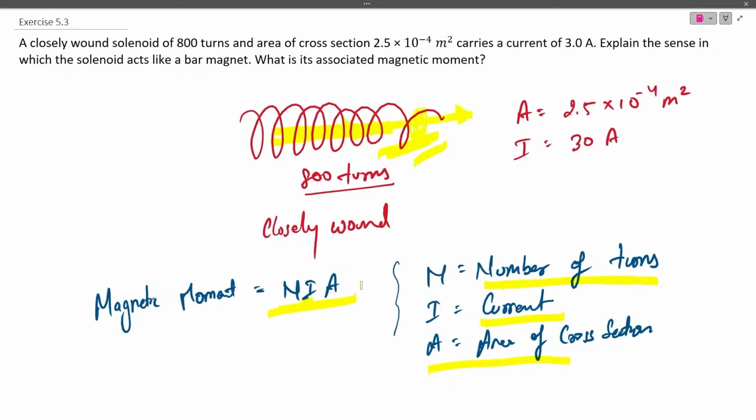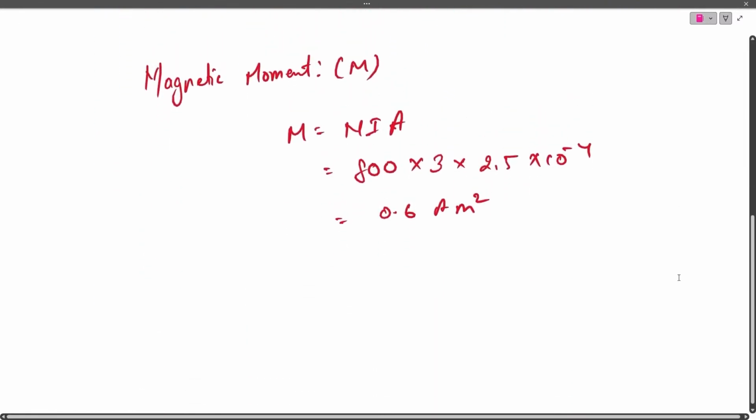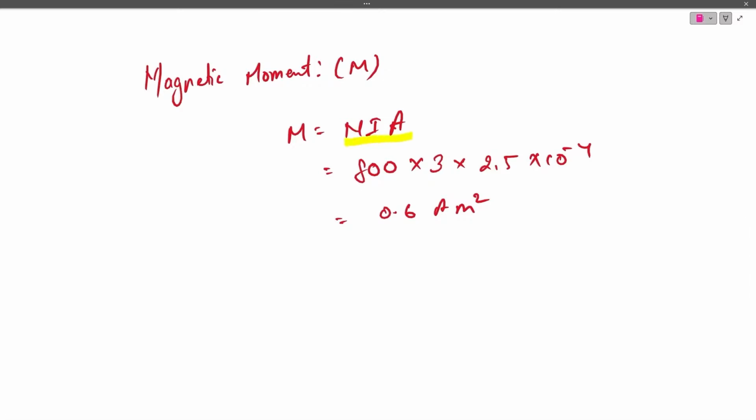Now we have assumed here that the coil winding is so tight that each and every coil can be treated as a circle. So magnetic moment is defined as N times I times A. Here the data has been given for the number of turns, the current in the solenoid, and the area of cross section. After substituting in this formula, we will get a value of 0.6 ampere meter square, which is the magnetic moment of this solenoid when the current is flowing through it.